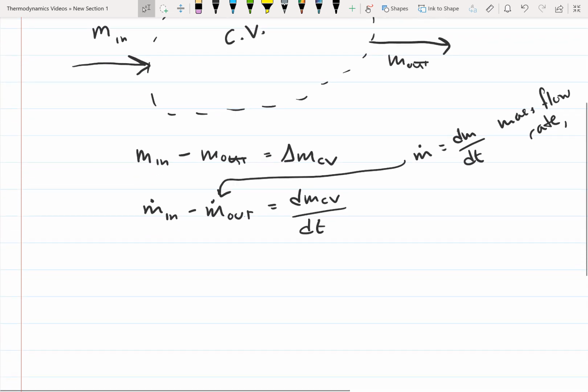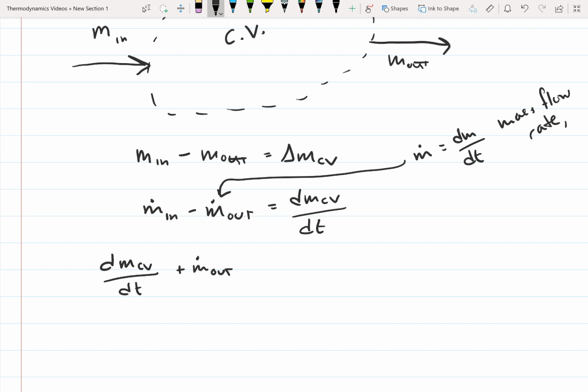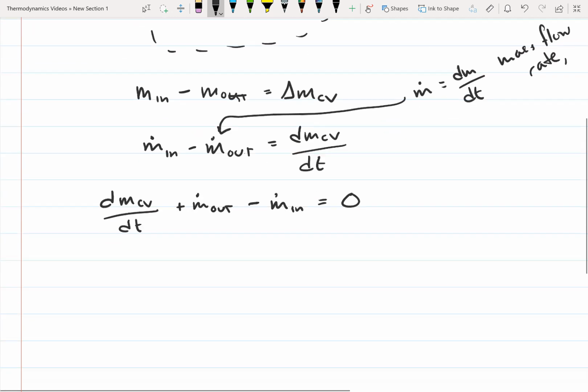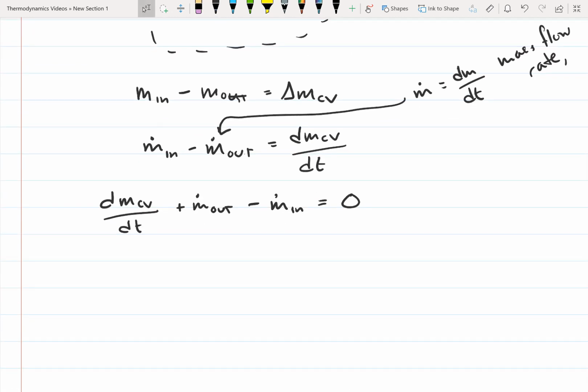So what I'm going to do is rearrange this equation slightly. I'm going to put everything on the same side. So I have dm_cv/dt plus m dot out minus m dot in is equal to 0. Basically I've just put everything on the same side and set the equation equal to 0.